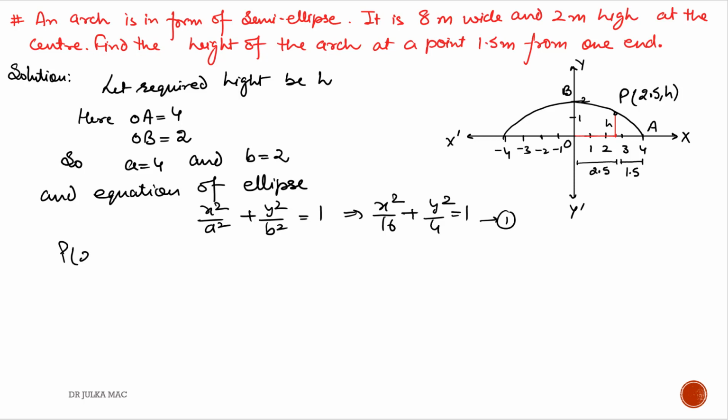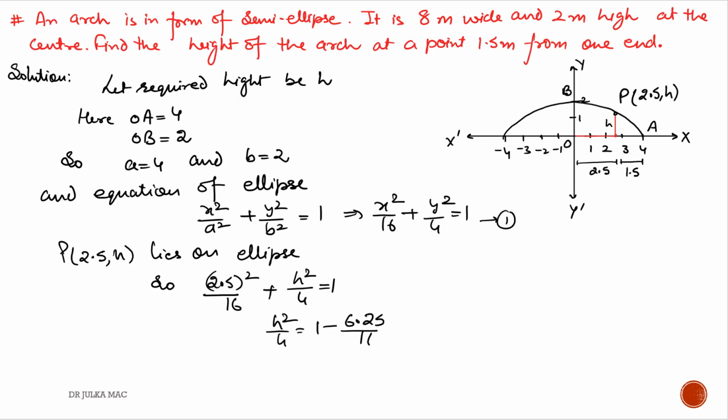We have one point on the ellipse, P, which is 2.5 comma h. Because P lies on the ellipse, it will satisfy the ellipse equation. Put x equals 2.5 and y equals h, and after simplification we'll get the value of h as 1.56 meter approximately.